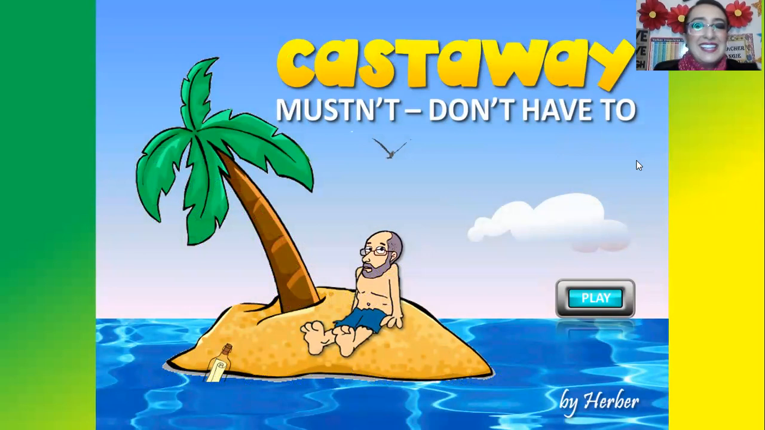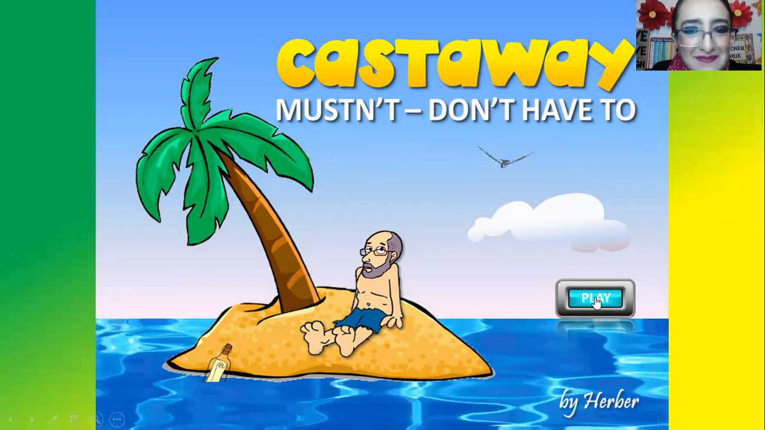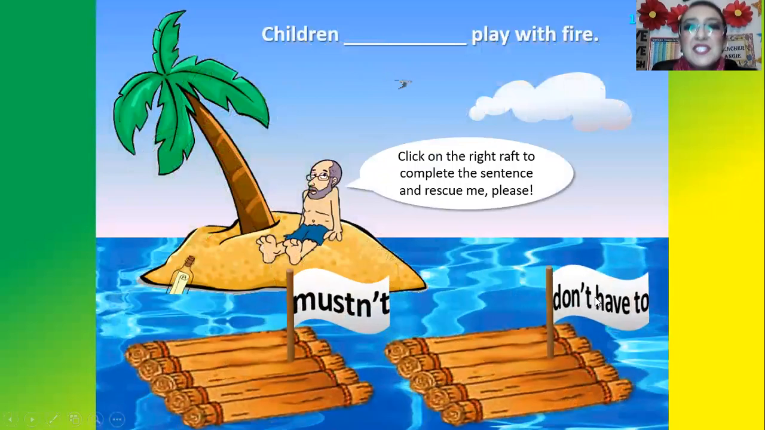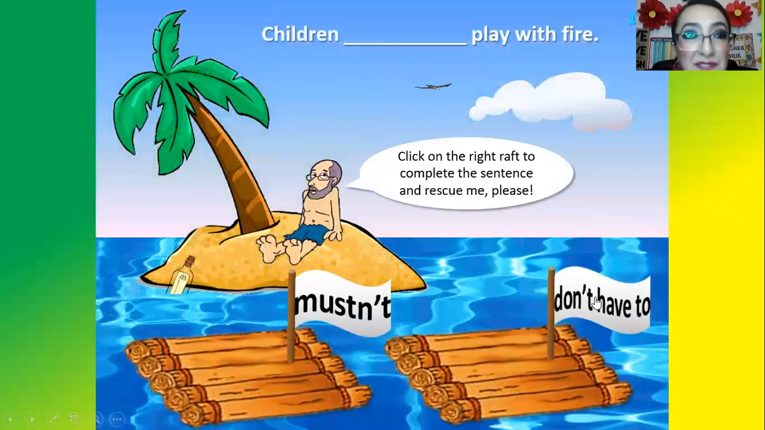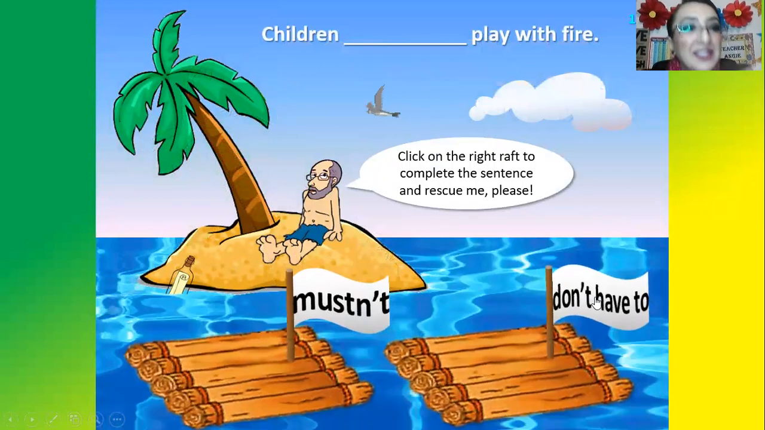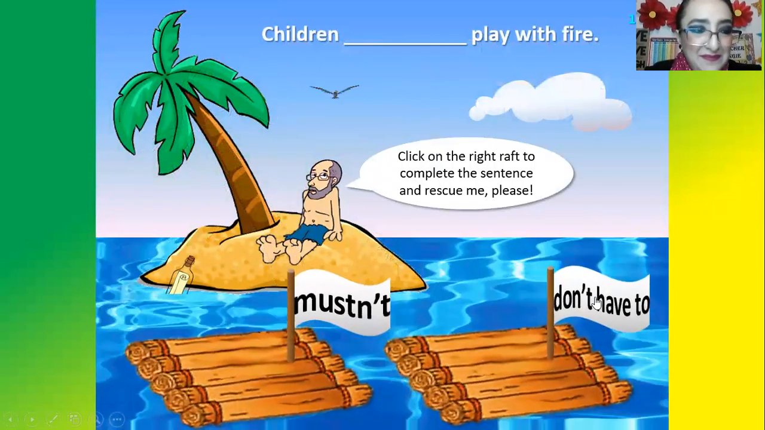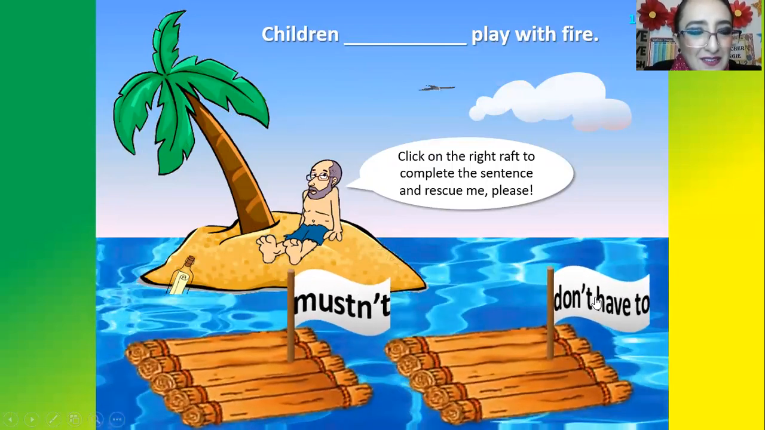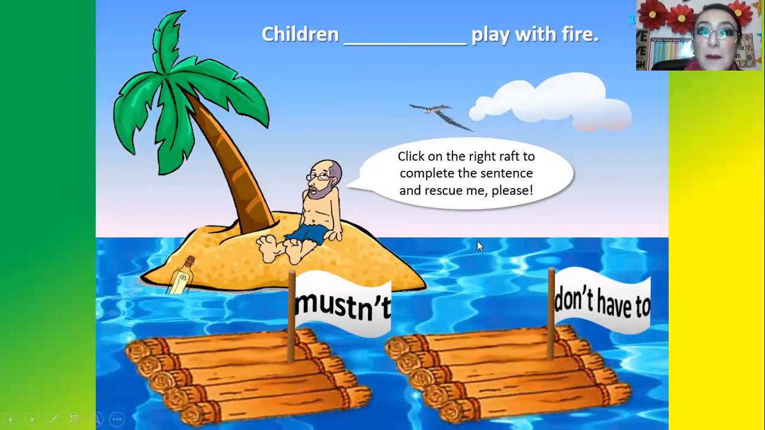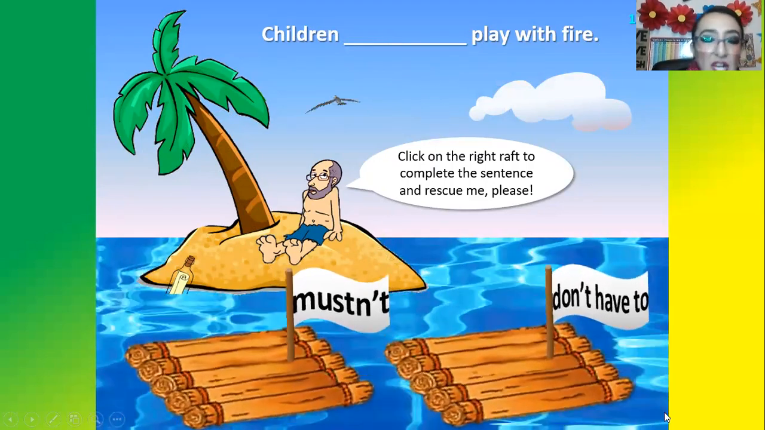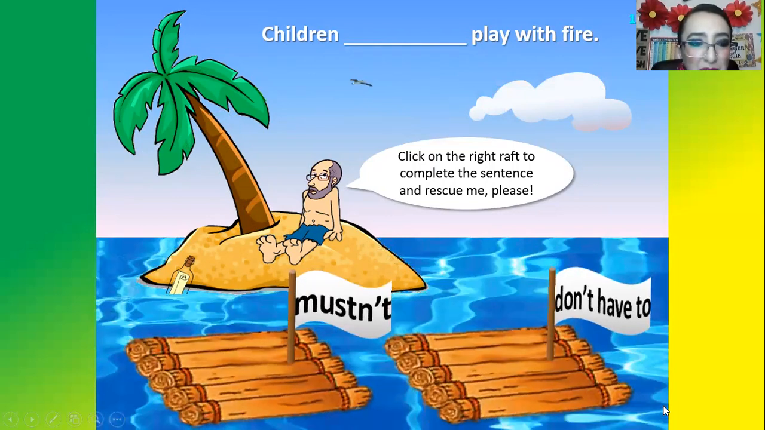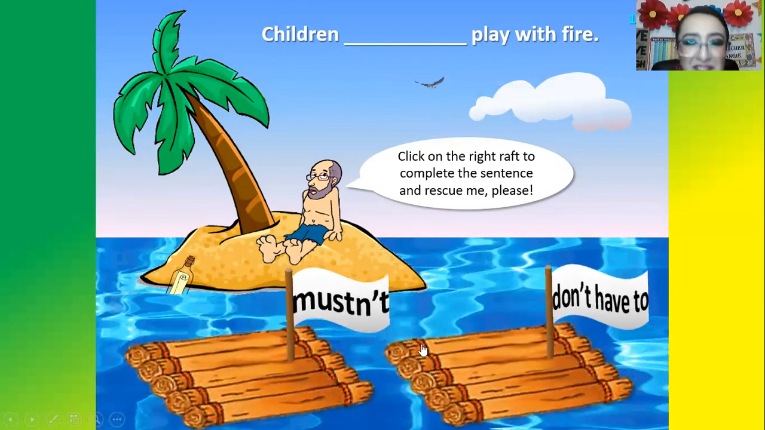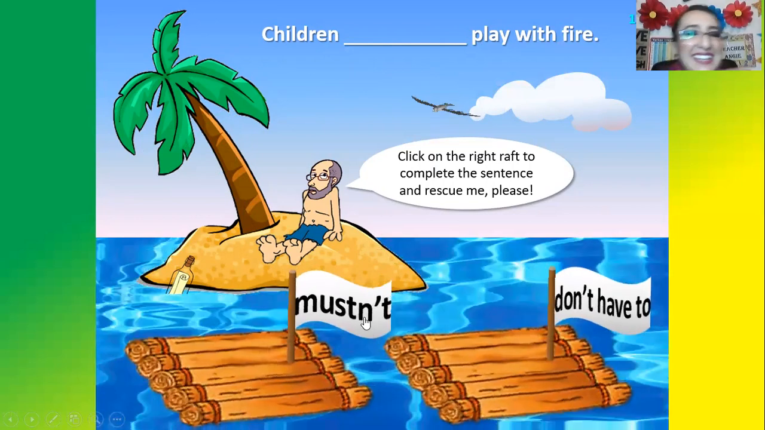Ahora vamos a practicarle. ¿Qué será? Mustn't or don't have to. Let's play. Children play with fire. What do you think? Mustn't play with fire or don't have to play with fire. No deben, prohibido, o ay, no tienen que jugar con fuego.